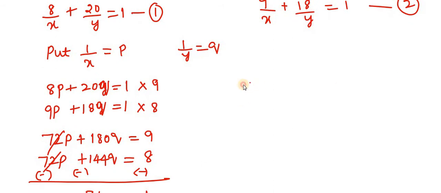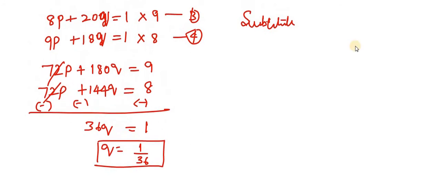Similarly, substitute q equal to 1 over 36. If we want, you can call these equations 3 and 4. So before multiplying, write one more time: this is 3 and this is 4. Don't write the multiplication by 9 and 8. After writing equations 3 and 4, you can write these steps. Substitute q equal to 1 by 36 in 3.